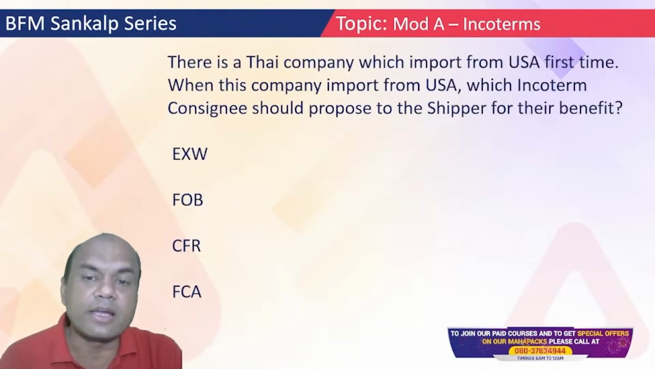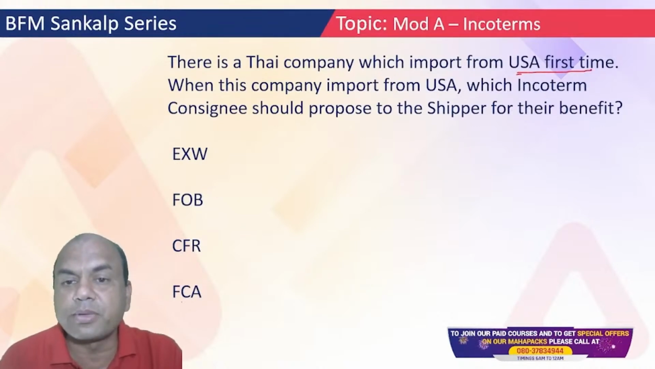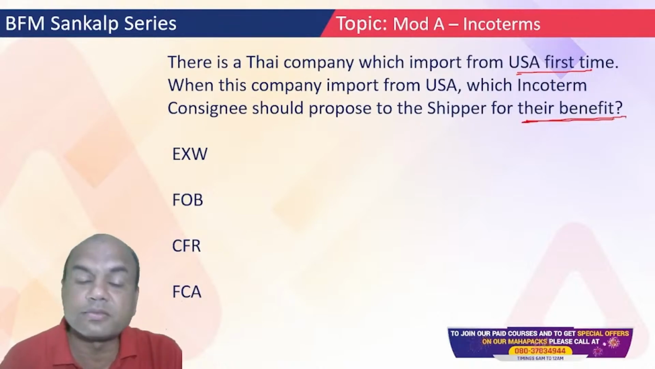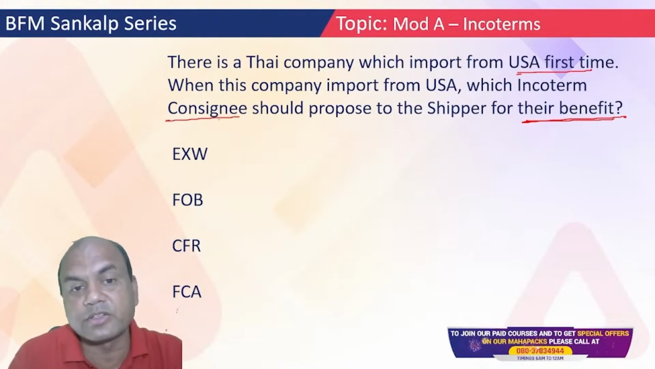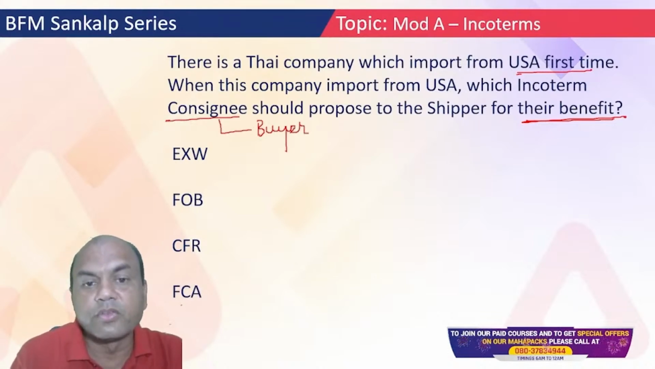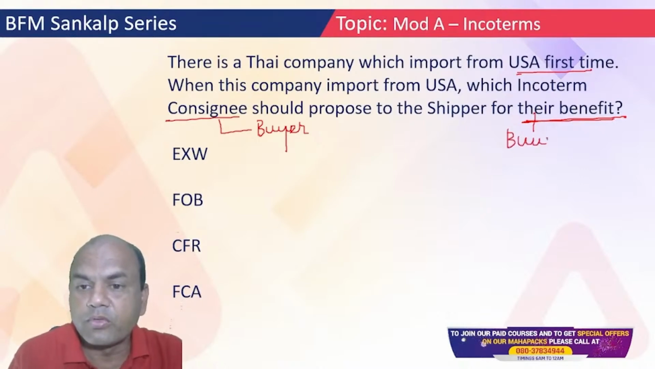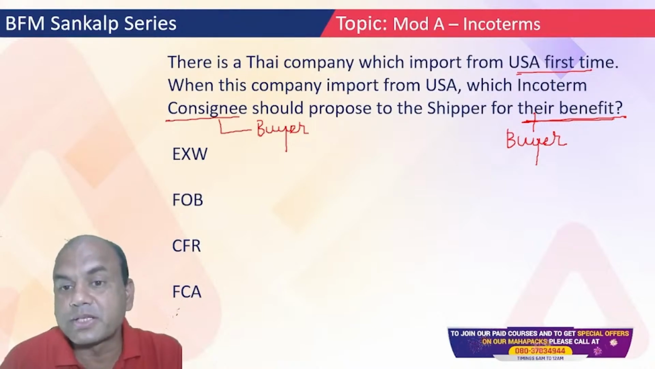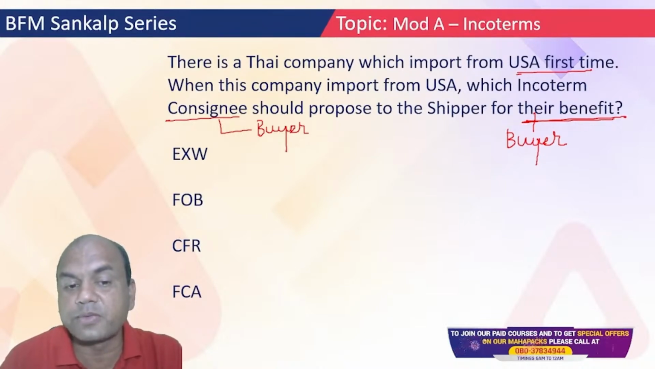Next one. There is a Thai company which is importing from the USA for the first time. When this company imports from the USA, which Incoterm should the consignee propose to the shipper for their benefit? Their benefit means whose benefit? Who is the consignee? Consignee means it's always the buyer. So for the buyer's benefit, which Incoterm should this buyer propose to the shipper? Shipper means seller, exporter. So should he or she propose Ex Works, FOB, CFR or FCA? Now, what do you say about this?